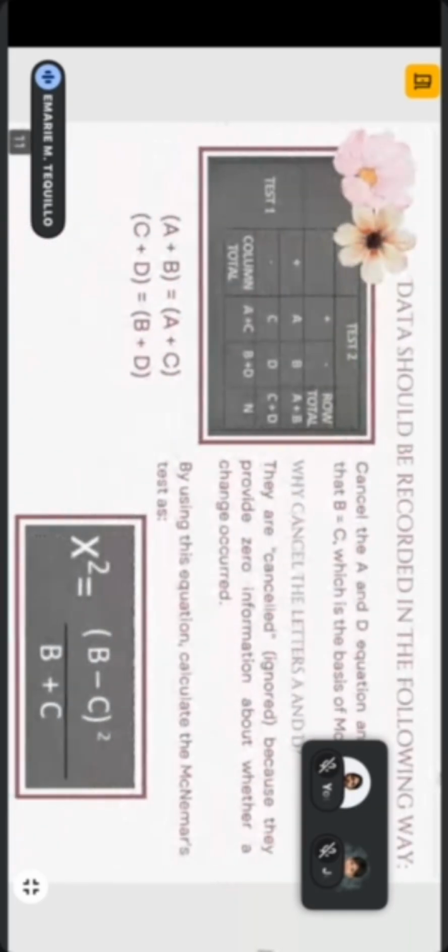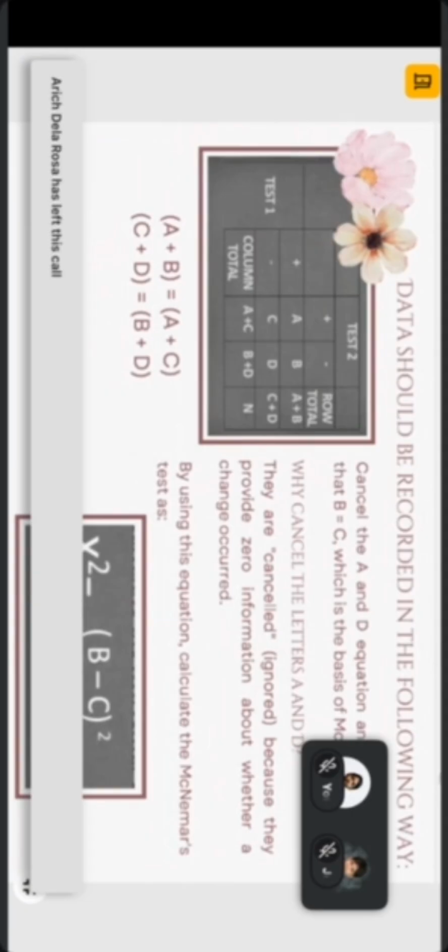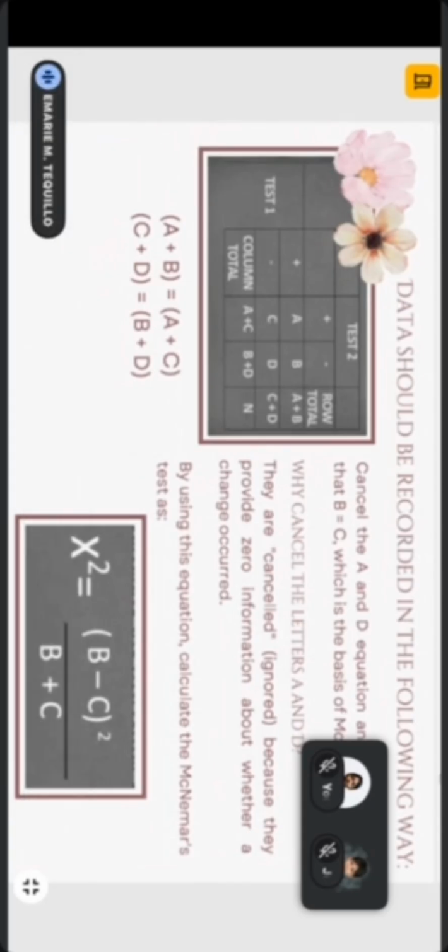In this slide, we elaborate and explain better. Why are the A and D cells canceled? It's because they are stagnant. If before and after the video they stayed the same, we don't see any changes. So A and D cancel out of the equation. Notice that the formula of McNemar's test is chi-square equals B minus C raised to the power of 2 over B plus C.